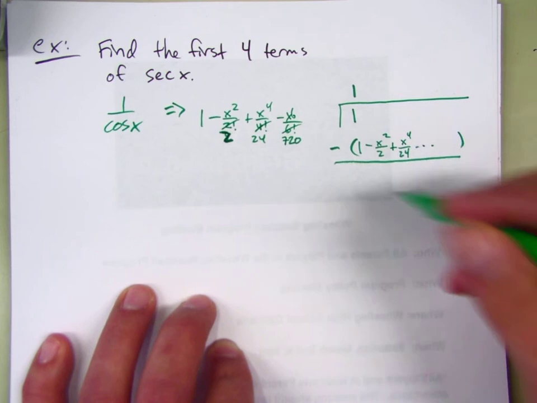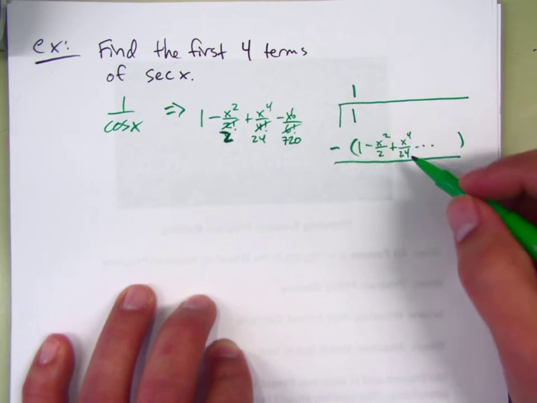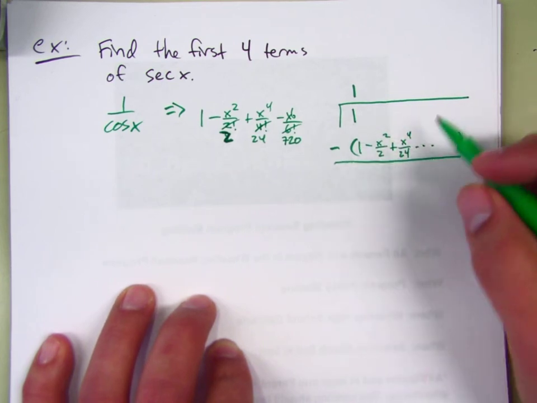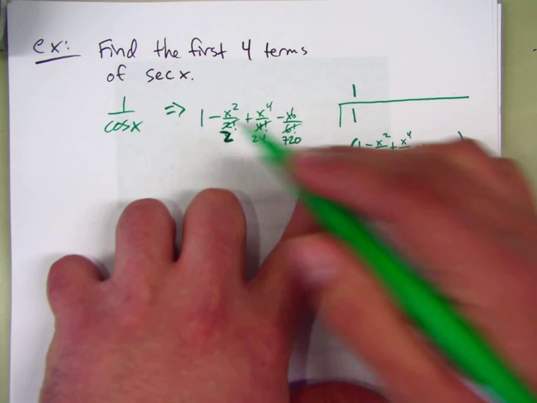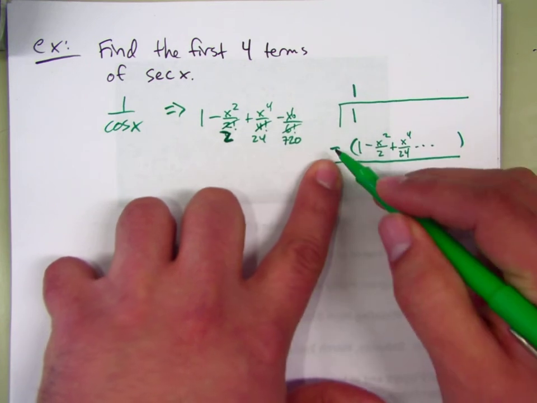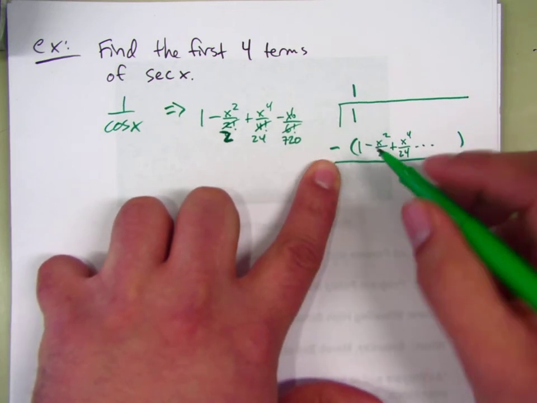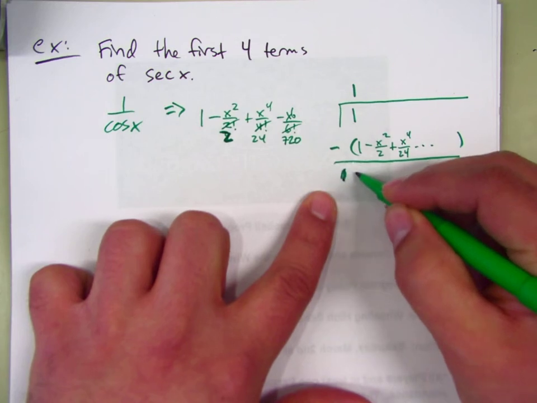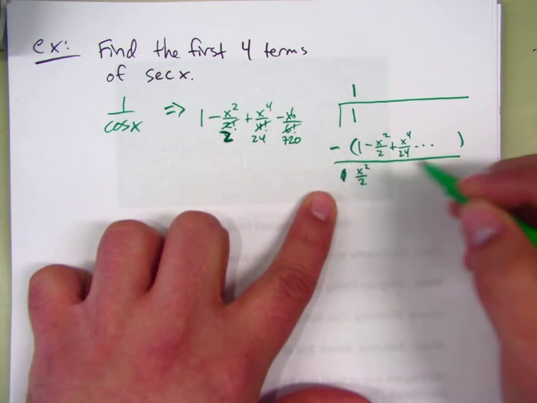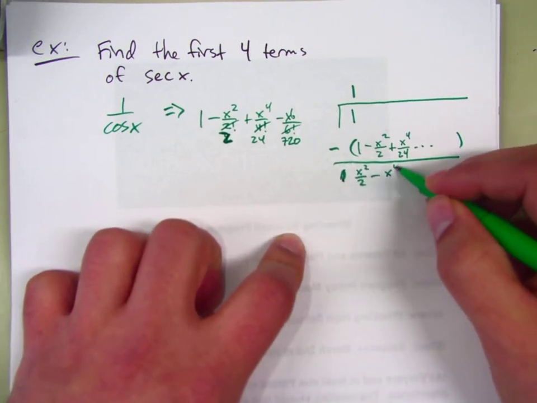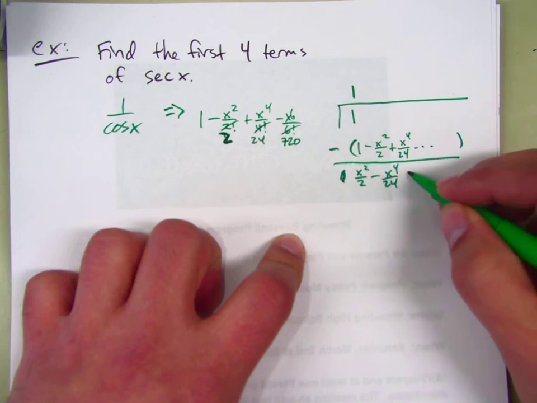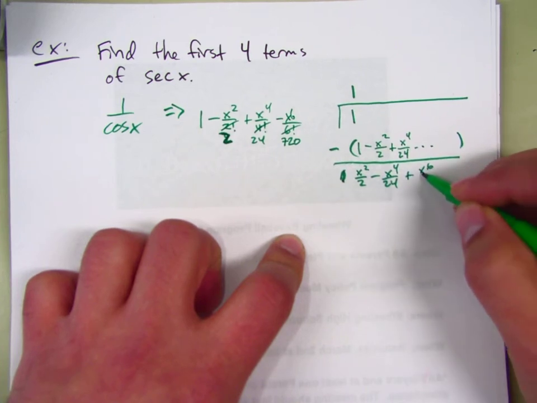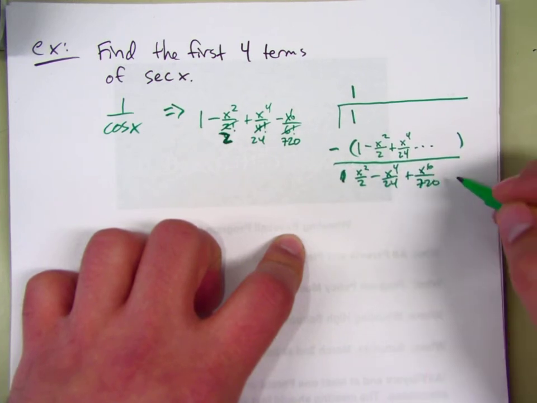You get the idea. So when we subtract, 1 minus 1 cancels out, and now we're going to be left with basically the cosine expansion, but just we're switching all the signs. Does that make sense? So it'll be 1 cancels out, sorry. It'll be positive x squared over 2 minus x to the 4 over 24 plus x to the 6 over 720, and so on.